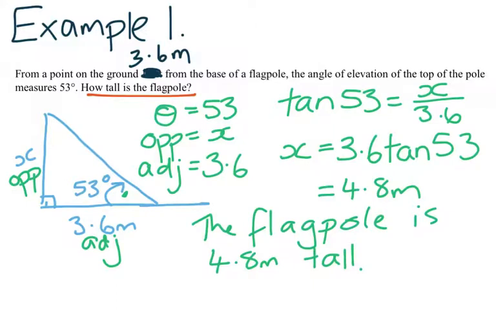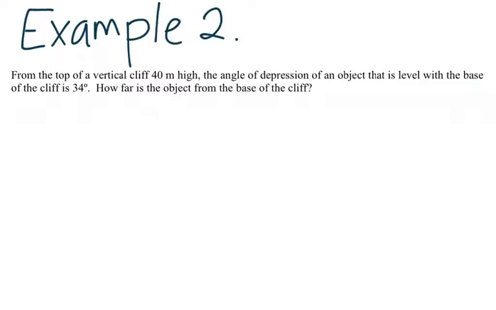And that's that first example of angle of elevation done. So our second example is looking at an angle of depression. From the top of a vertical cliff, 40 meters high, the angle of depression of an object that is level with the base of the cliff is 34 degrees. How far is the object from the base of the cliff?